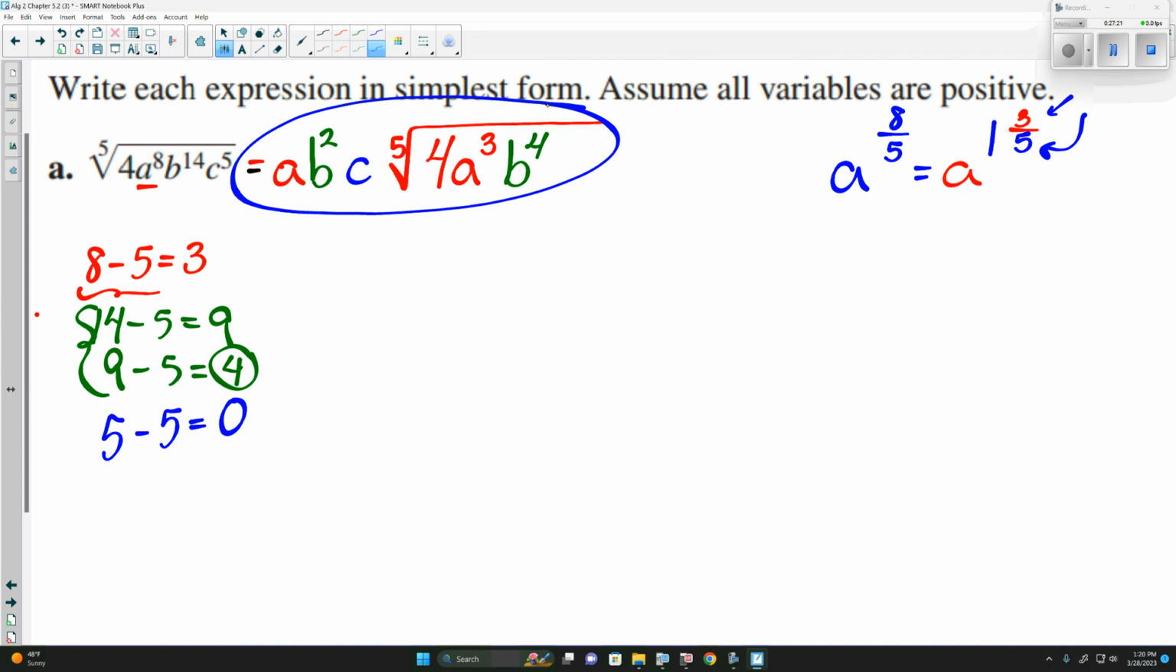Because we can look at it in one of these two ways. We can look at it as fractional exponents. The whole numbers are what comes out. The top of the fraction is what stays inside. Or we can do it this way too.